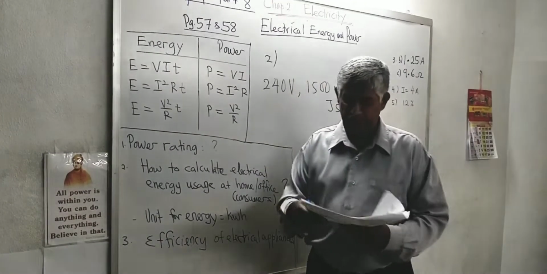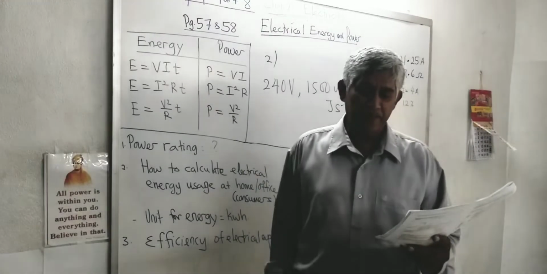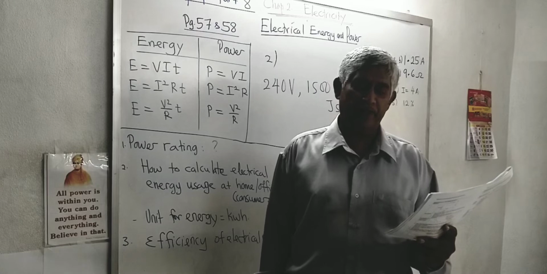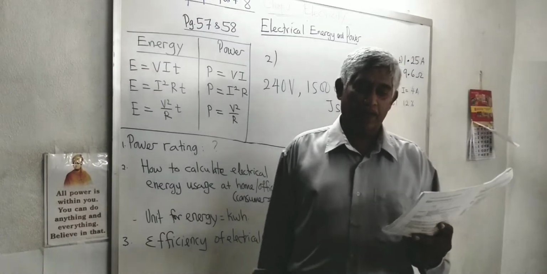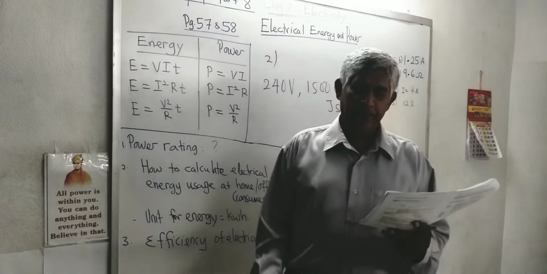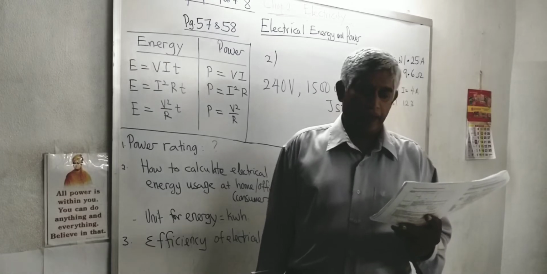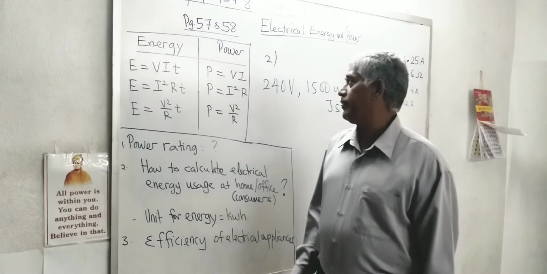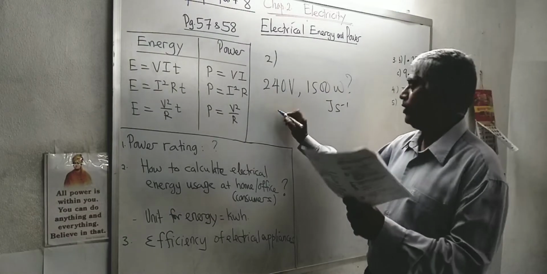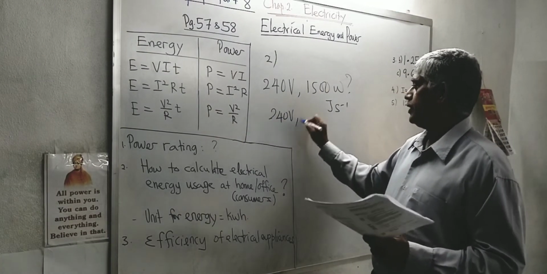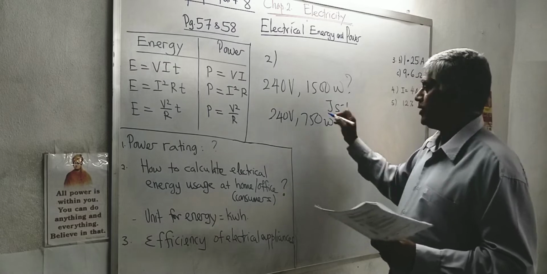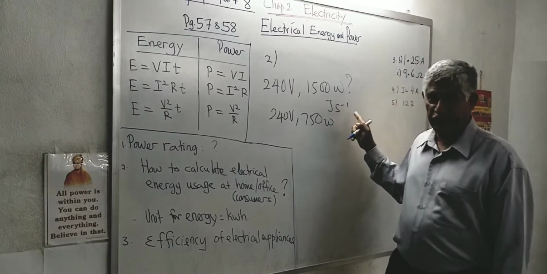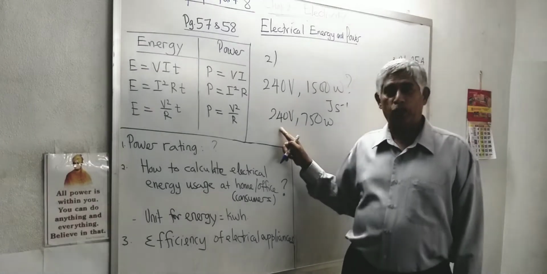So in this question 2, it is asked, the immersion heater has a power rating of 240 volt, 750 watt. What is the meaning of this power rating? It means the immersion heater will consume 750 joule per second if it is connected to 240 volt.